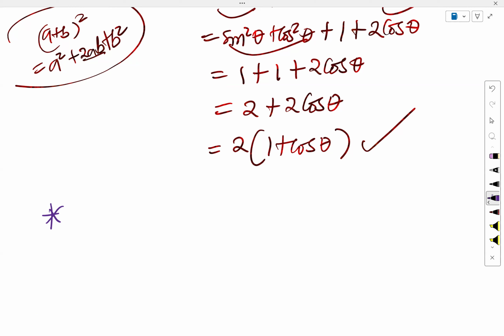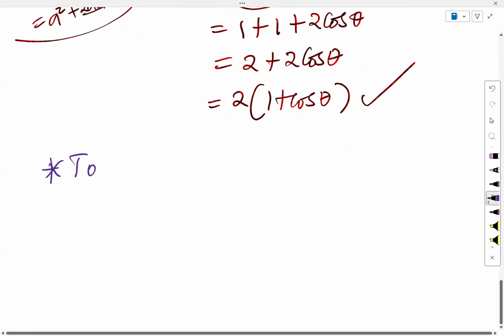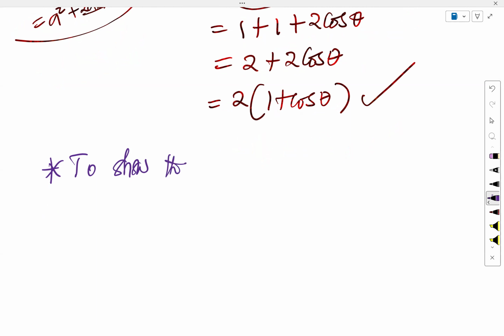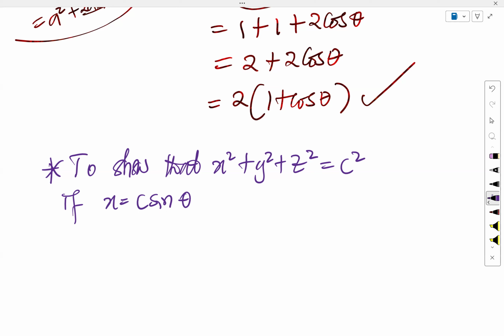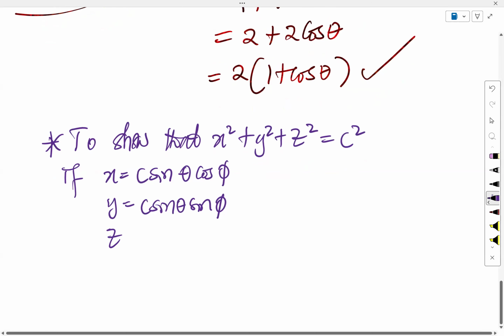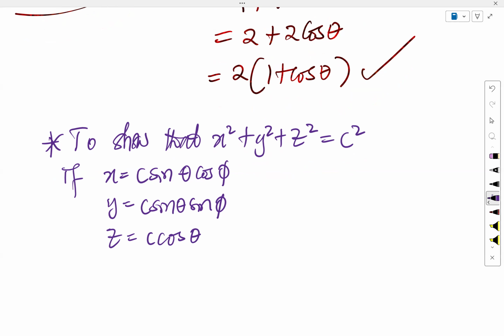Okay, now look at this. Look at what we have here. We want to show now, this is a bit tricky, that x squared plus y squared plus z squared is equal to c squared, if x is c sine theta cos phi, y is equal to c sine theta sine phi, and z is c cos theta. So we want to show that x squared plus y squared plus z squared is equal to c squared. That's what we have to show in this case. All right, so what do we do?